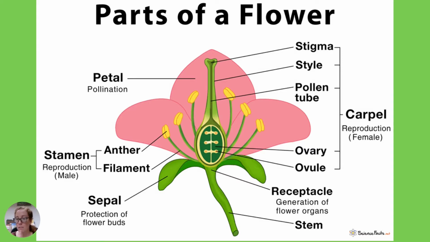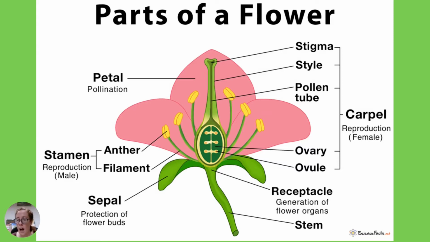And then we have this large part in the center. And the center part, together, that's the carpel or the pistil. The pistil is considered one or more carpels. So the carpel is all of the things where the seeds are going to form. It's the female reproduction side.